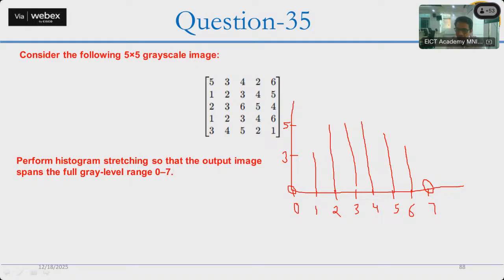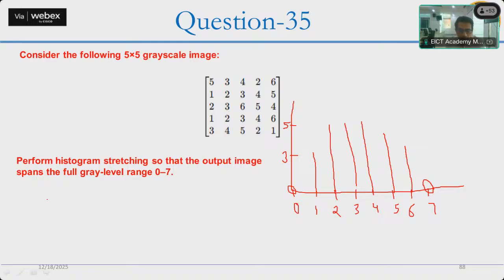7 is 0. Absolutely. Remember one basic thumb rule that histogram stretching will be applied only and only when 0, last 0 and 7 are not, means the minimum value and maximum value are not included. That's why this is clear.